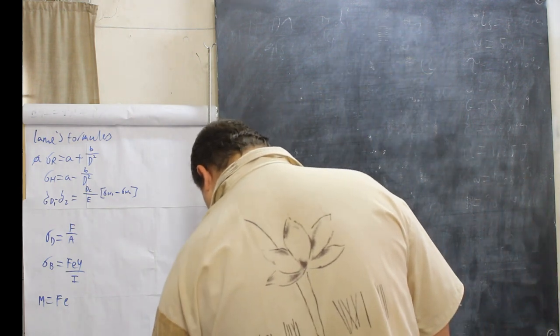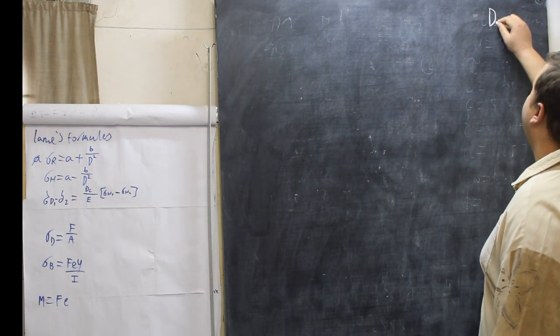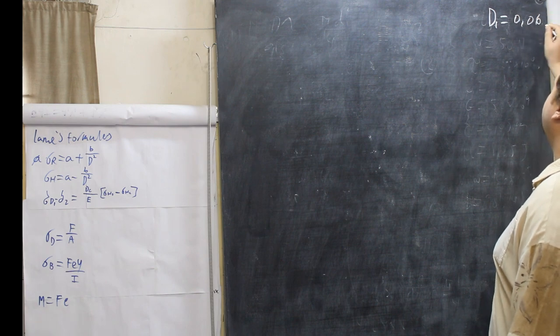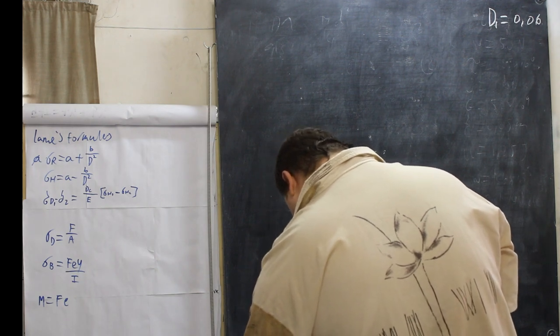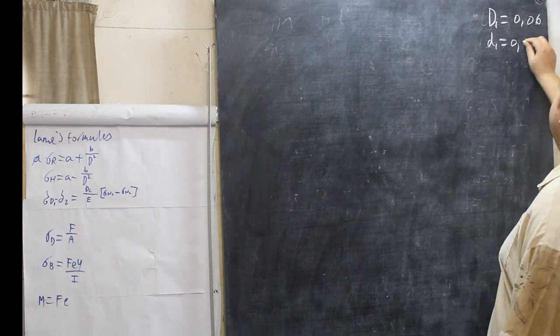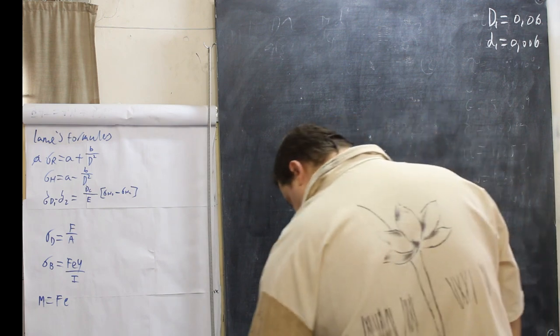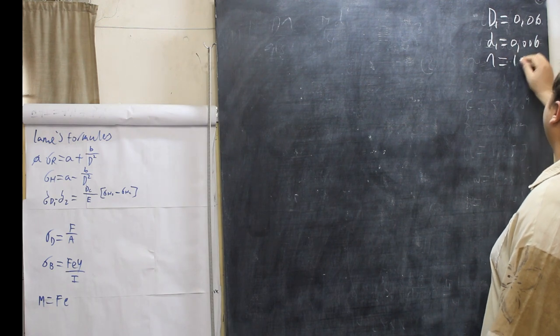Okay, first things first. Our question goes: two springs are connected in series, are subjected to a load, with the strain energy in the springs being equal. The one spring has a mean diameter of 60 millimeters, so D1 is 0.06, and a wire diameter of 6 millimeters, so little d1 is 0.006, with 17 coils. So N1 is 17.